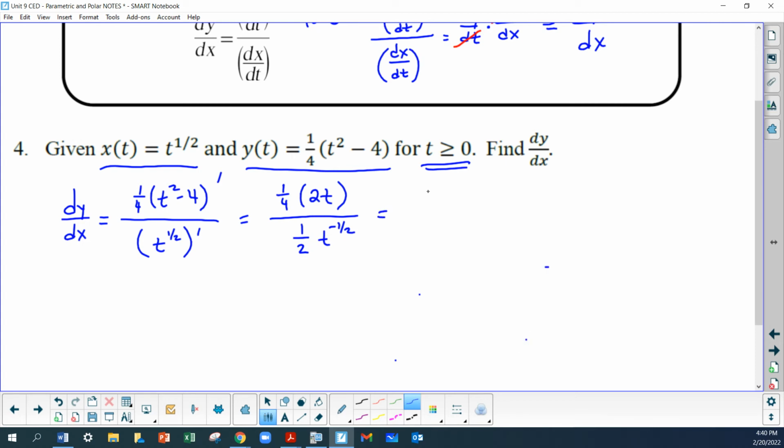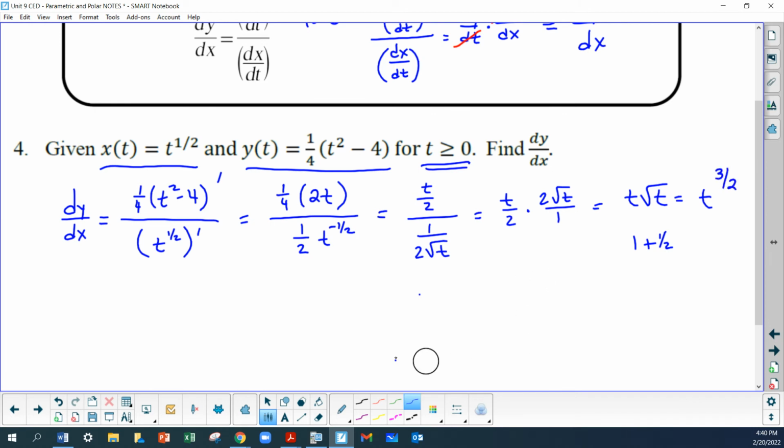Okay, simplifying, I have t over 2, 1 over 2 square root t, and that's a t over 2 times a 2 root t over 1, multiplying by the reciprocal, right? And looks like we get a final answer of t root t, or if we pulled our exponents together, we'd be adding a 1 and a 1/2 exponent, so we'd end up with a 3/2. Now, what did you observe here?